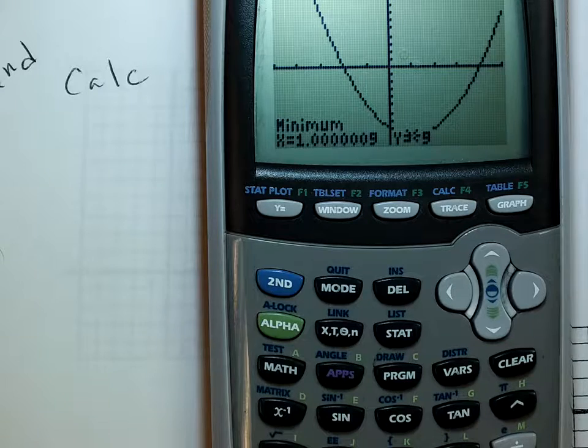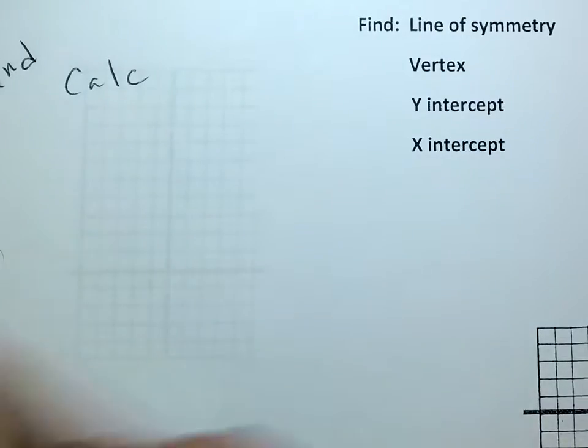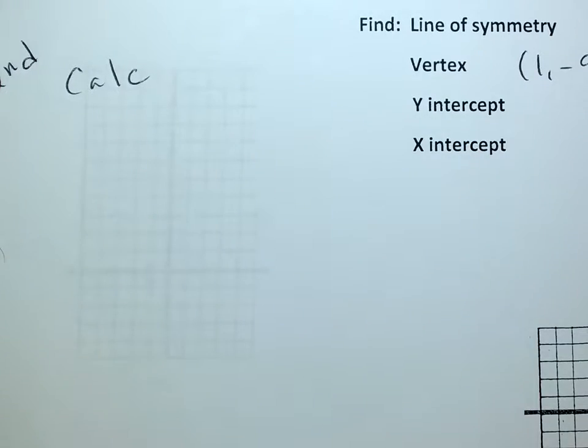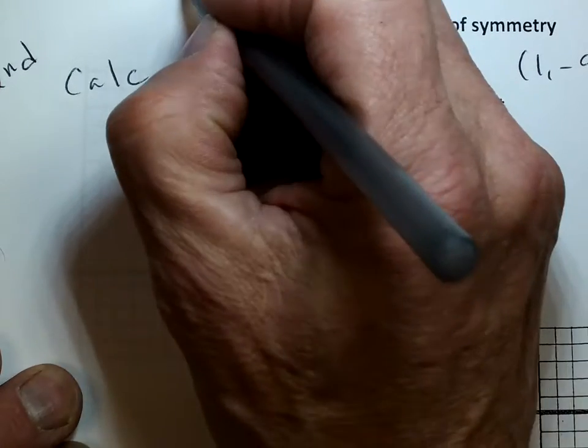Boom, what do you know? It's at 1 and negative 9. Okay, do you see that? It's at 1 and negative 9. It's 1.007, but it really is 1 and negative 9. So my vertex, we didn't have to do the negative b over 2a, did we? There's the vertex. So my vertex is at 1, negative 9.